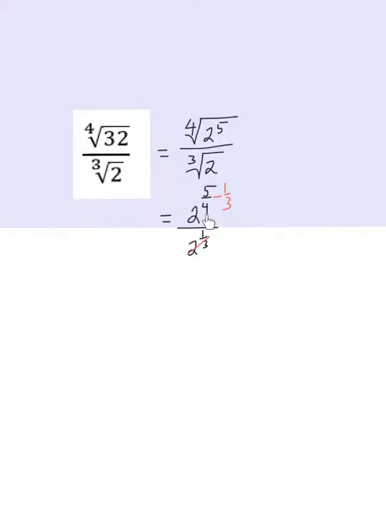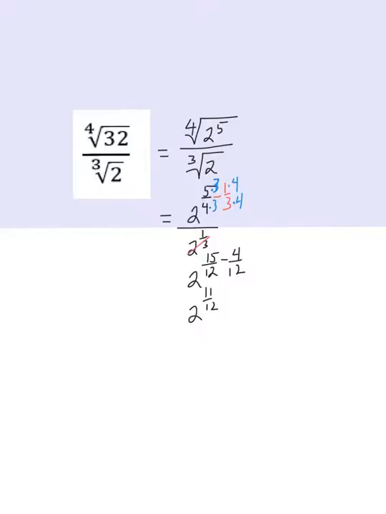I need like denominators. 4 times 3 is 12, so I'm going to make them both into 12. So 4 needs to be multiplied by 3, and so does the 5. That's a 3, believe it or not. The 3 needs to be multiplied by 4 to make 12, and so does the top. So I'm left with 2 to the 5 times 3 is 15 over 12, minus 1 times 4 is 4 over 12. 15 minus 4 gives you 11 over 12.